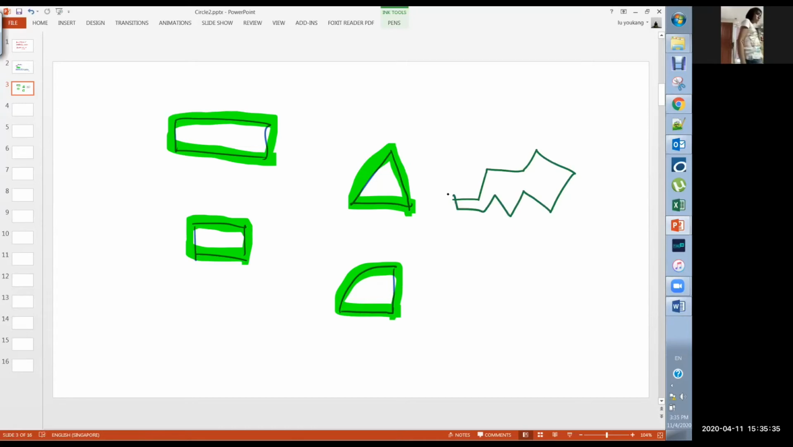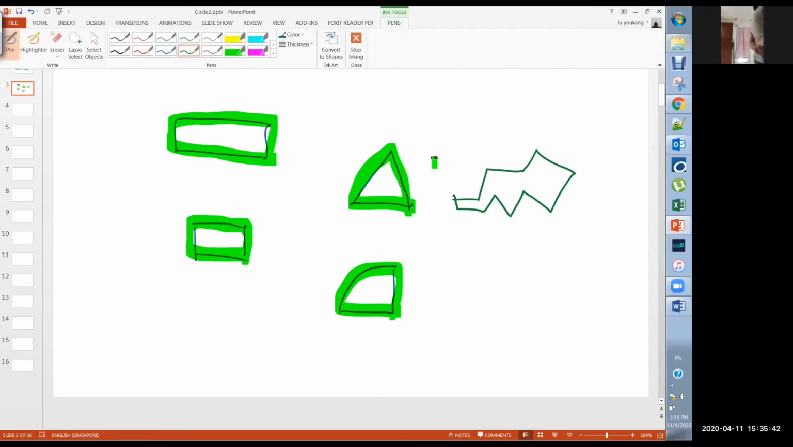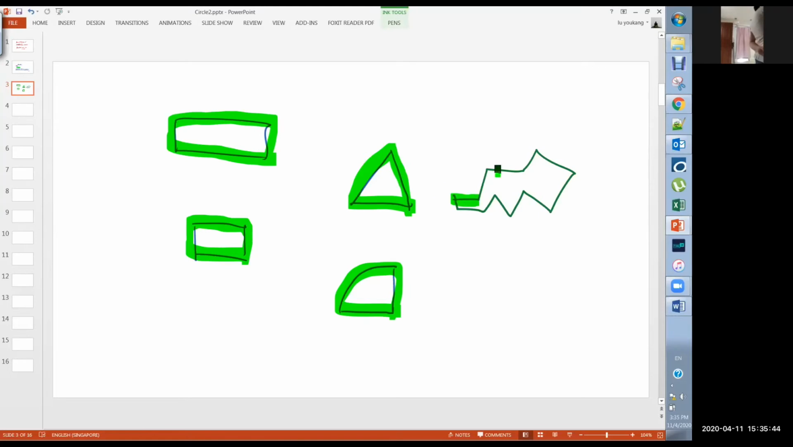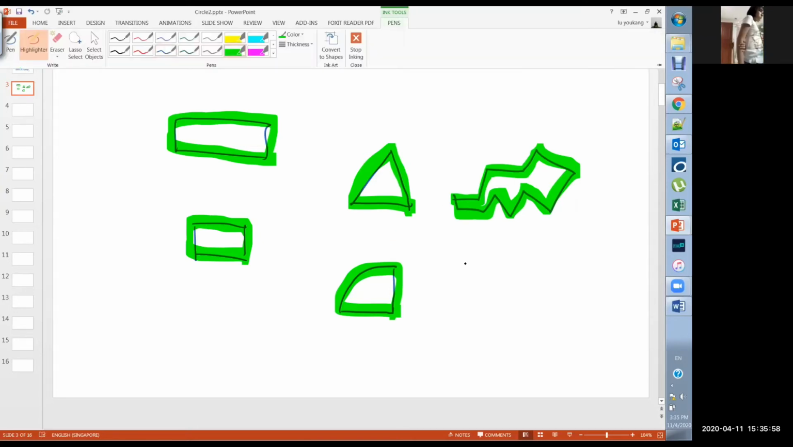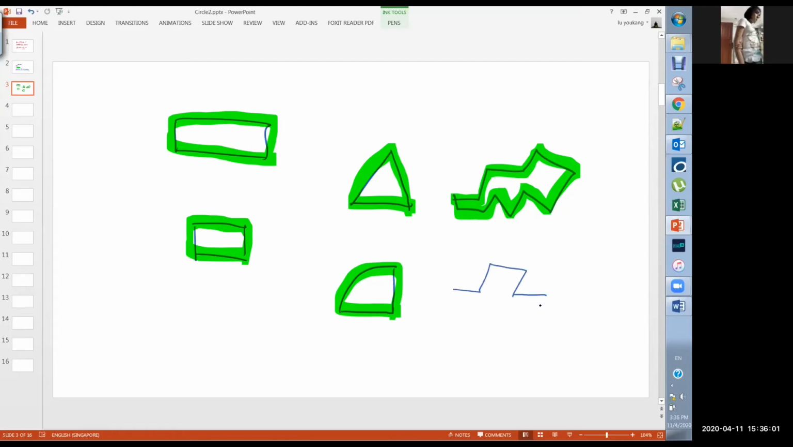Okay, right. Where's your perimeter? Go. You don't have to stop. Very good. So how do you find the perimeter then? That means you just trace it. Okay. Then what about this? One more. So show me which one is the perimeter.